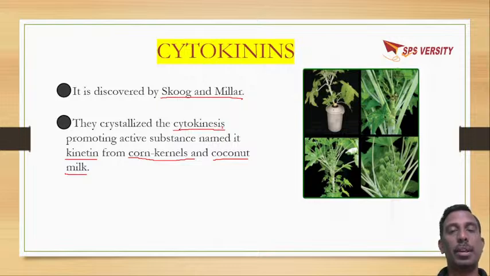In cell division, the division of cytoplasm is called cytokinesis. Cell division has interphase and M phase, and the M phase has karyokinesis and cytokinesis. Cytokinesis is the division of cytoplasm. Cytokinins promote this, which is why they were named cytokinins.